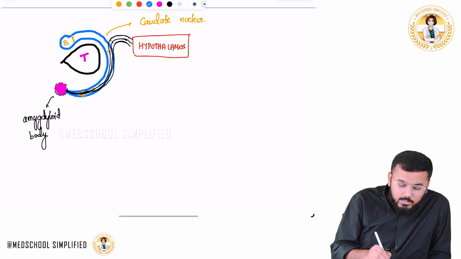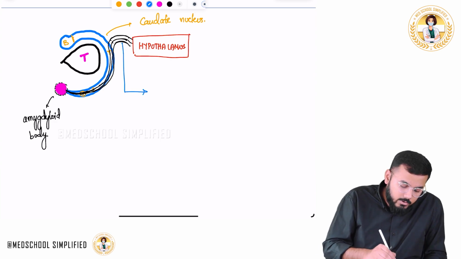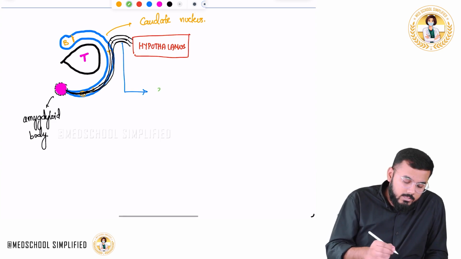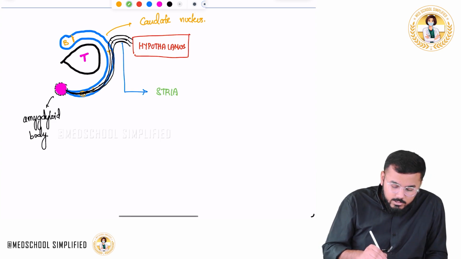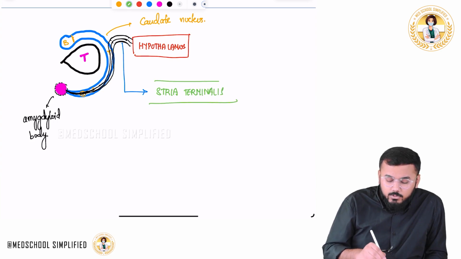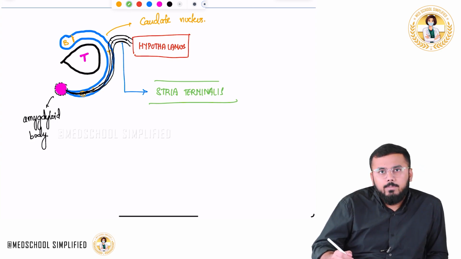You know what this group of nerve fibers is called? These group of nerve fibers, whatever you can see, are called stria terminalis. Now don't confuse it with the linea terminalis, that is a different thing. This is stria terminalis.